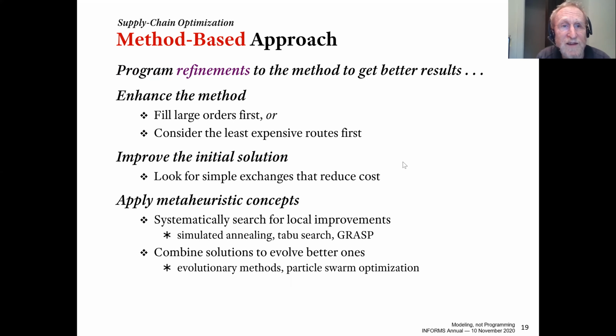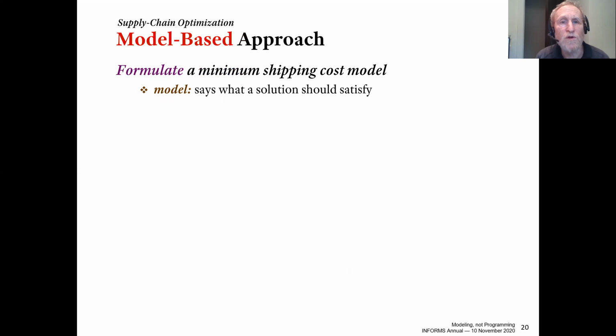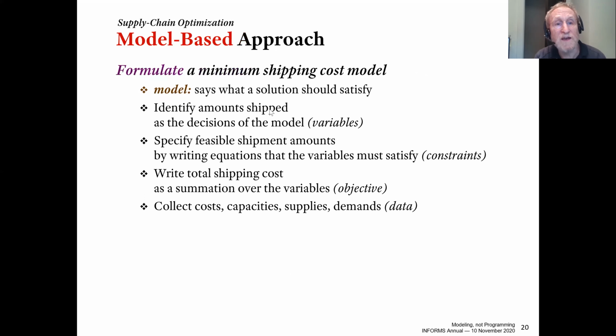And let's contrast that now with a model-based approach, where the idea is to formulate a minimum cost shipping model, which is basically a description of what the solution ought to satisfy. So we identify the amounts shipped as the decisions or variables. We specify the feasible shipment amounts by writing constraints or creating equations. We write the total shipping cost as a summation over variables, and then we collect all the data.